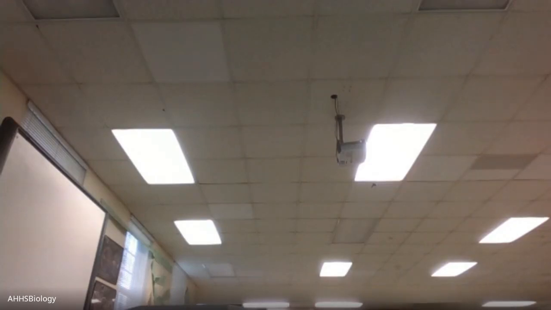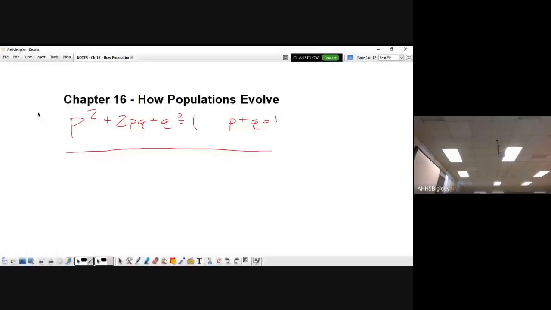The window that is this. Okay, let's make sure that this is working. Can you guys see the screen where it says how populations evolve?